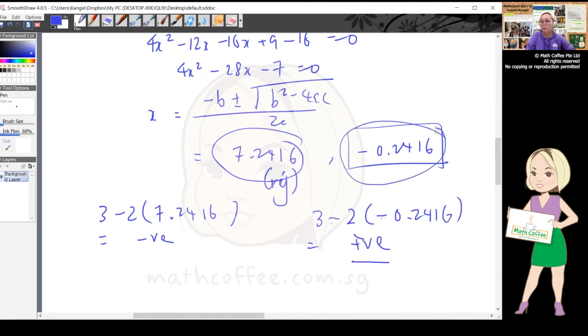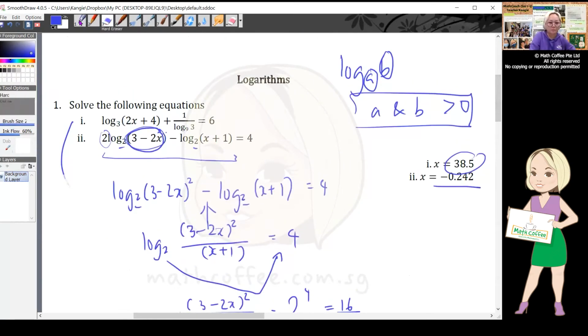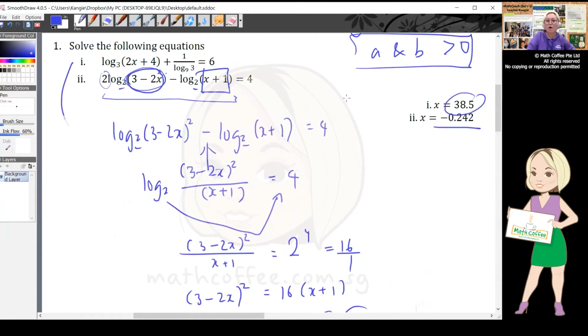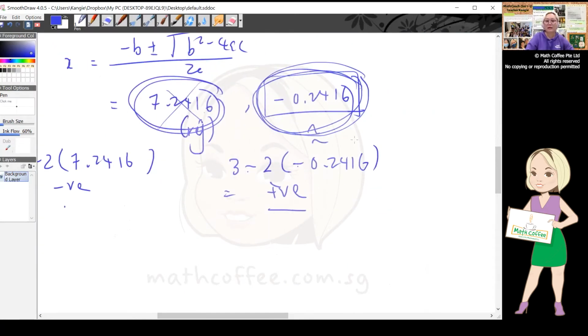So that means I can accept this one, but don't just check this part. You still have x plus one here for you to check. Agree? So x plus one, although this one plus one is valid, okay? But the first one we already reject, so we don't have to look at this one. This one, minus 0.24, when I plus one, I still get a positive. So that's why I can accept this answer. But take note, finally, you will have to round off to 3 SF. So it's minus 0.242, 3 SF.